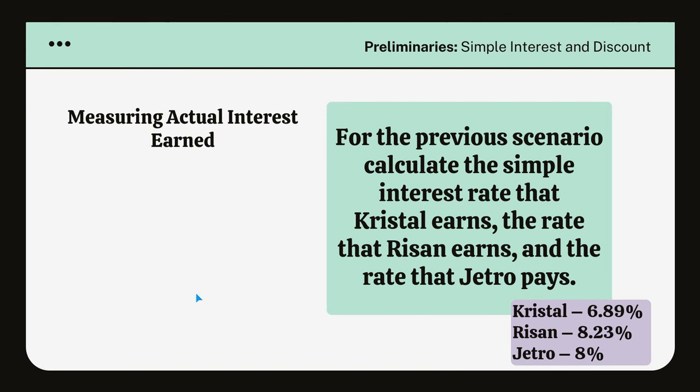And of course, Jetro's rate will not be changed. It doesn't or will not change, because their original agreement was 8% for 1 year. Like we said, the original agreement of Jetro and Crystal will not change just because Crystal sold the promissory note to another person, or to Rizan.